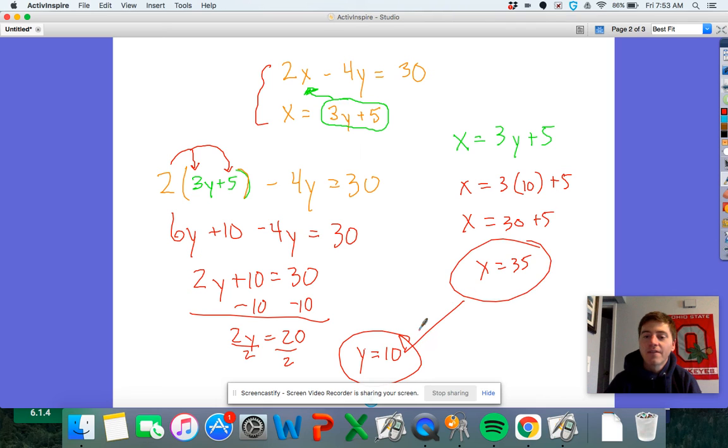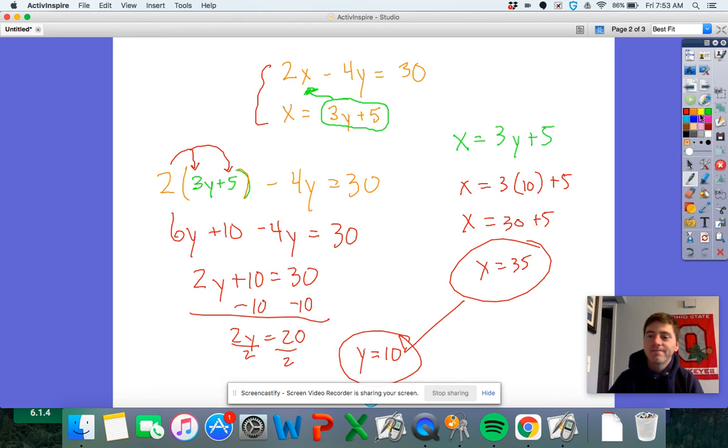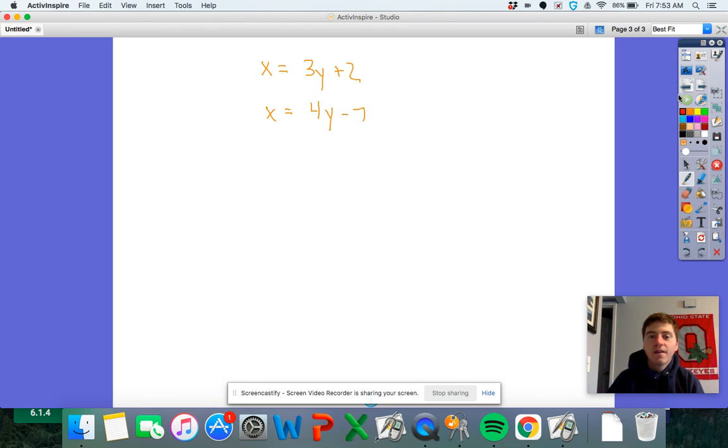Okay, so now we have it. X is 35 and y is 10. Two variables, two equations, and we figured out what both the variables are for this situation by just substituting, getting it to one variable, solving, and then using that to get the other equation to one variable and solve. Okay, one more example here.